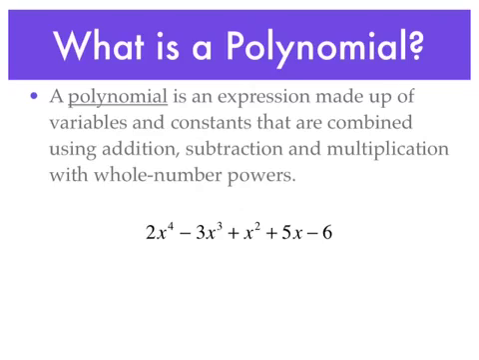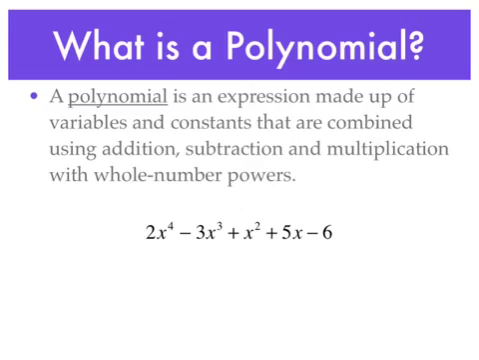Okay, so let's take this apart piece by piece. An expression, you know an expression in math is just like a mathematical phrase. It doesn't have an equal sign, like 2 plus 3 is an expression, okay? Made up of variables, so letters, and constants, which means numbers. I guess I should also throw coefficients in there, which remember coefficients are numbers that are attached to variables. And they're combined using addition, subtraction, and multiplication. Pause right there. What is missing from that list?